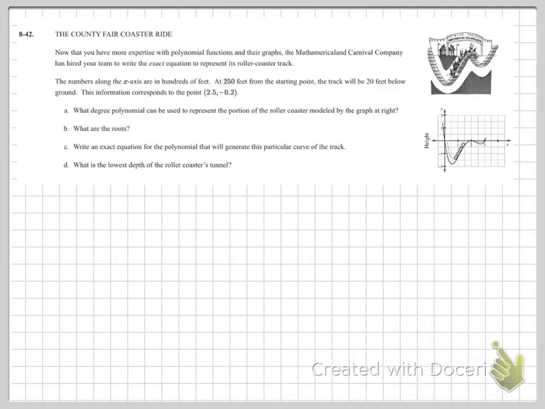842, the county fair roller coaster ride. Now that you have more experience with polynomial functions and their graphs, the Math America Land Carnival Company has hired your team to write the exact equation to represent the roller coaster below. The numbers along the x-axis are in hundreds of feet. At 250 feet from the starting point, the track will be 20 feet below the ground. So that's this point that they gave us.